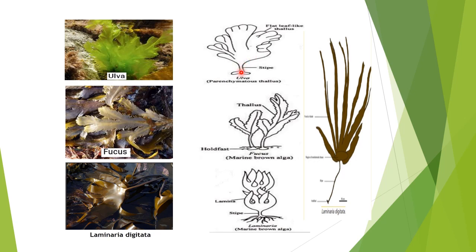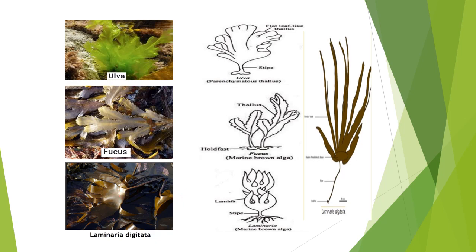This is the central stipe, and then in the case of Fucus you also have the holdfast, because they are attached to the substratum, and then there is a thallus. So we will find little differences in growth, whether it's apical growth or uniaxial or multi-axial growth. Laminaria is a marine brown algae, where you will find the stipe and the lamina. So this is how it appears, and this is how Laminaria digitata appears.